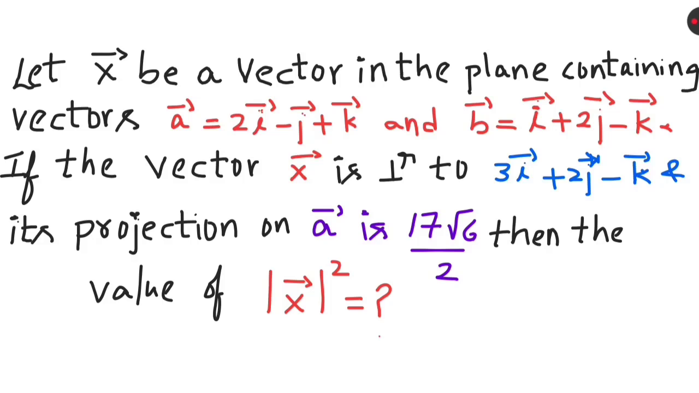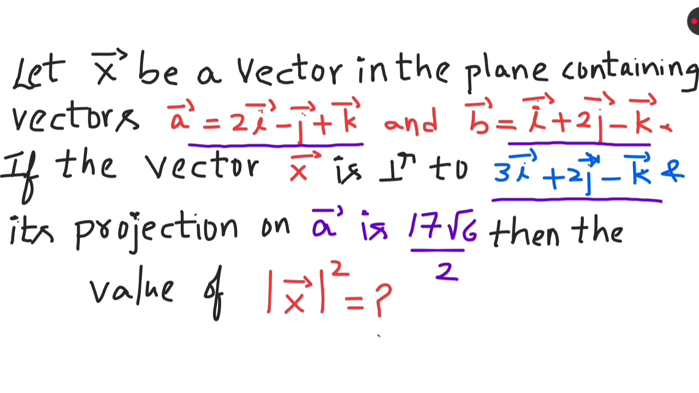Let's see the question. Let x be a vector in the plane containing vectors a = 2i - j + k and b = i + 2j - k. If the vector x is perpendicular to 3i + 2j - k and its projection on a bar is 17 root 6 by 2, then the value of determinant of x square is what?